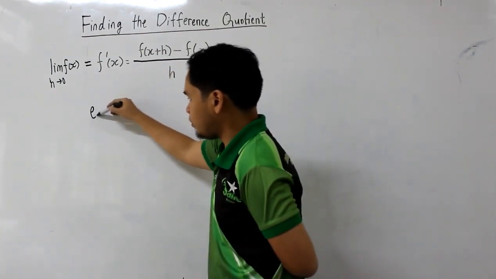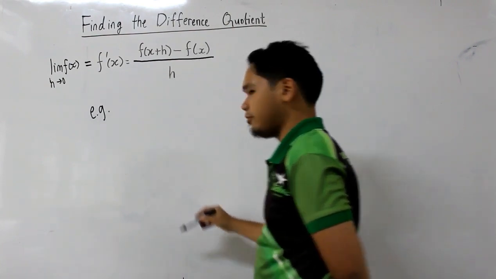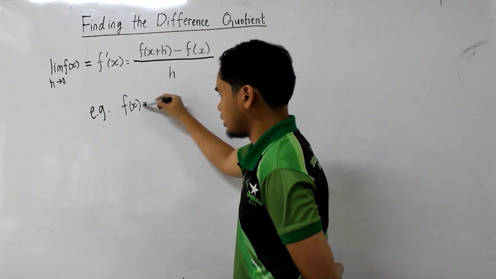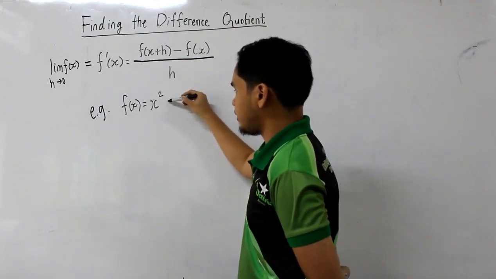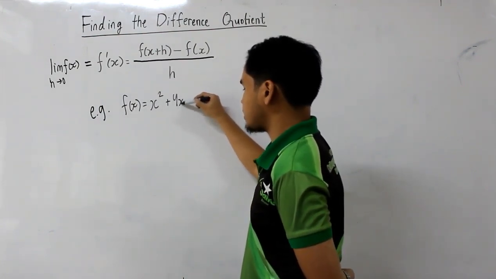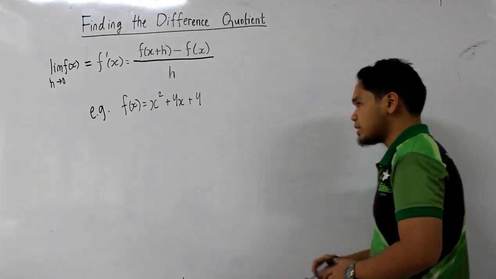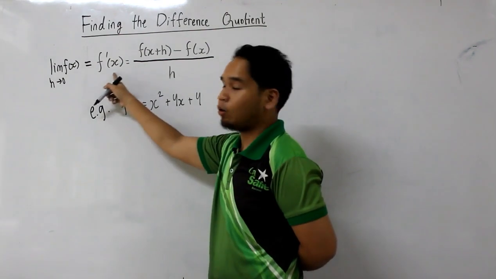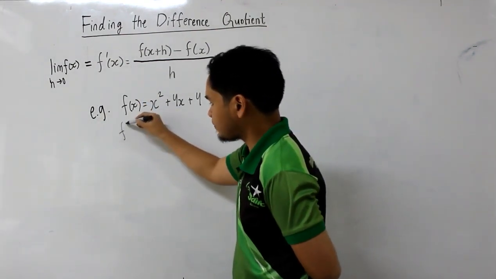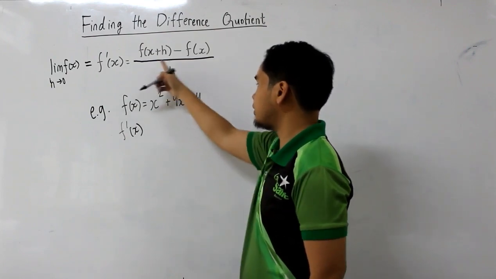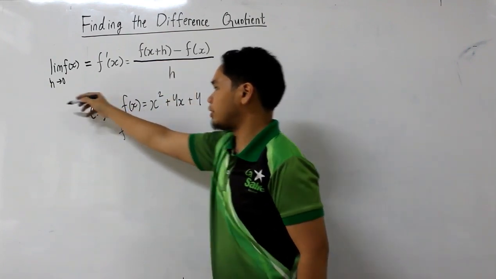So one example will be, say you have a function in the form of f of x equals x squared plus 4x plus 4. What is the difference quotient, or we could just simply denote this as f prime of x? Okay, so we're going to use this formula in this example over here.